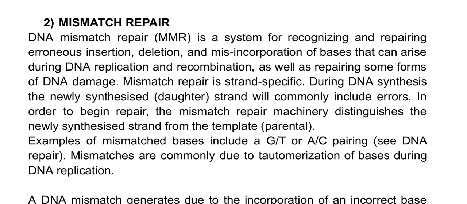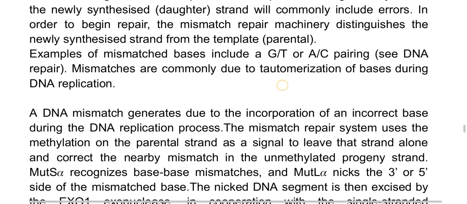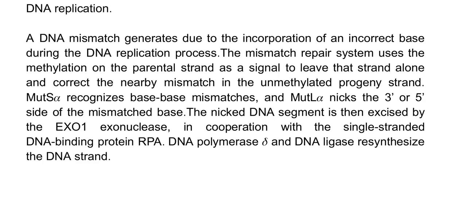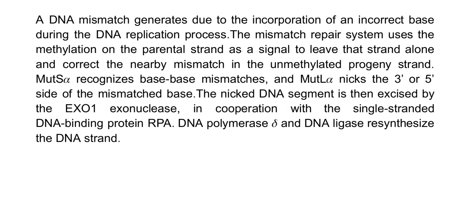Examples of mismatched bases include a G-T or A-C pairing. Mismatches are commonly due to tautomerization of bases during DNA replication. The DNA mismatch is generated due to the incorporation of an incorrect base during the DNA replication process. The mismatch repair system uses the methylation on the parental strand as a signal to leave that strand alone and to correct the nearby mismatch in the unmethylated progeny strand.